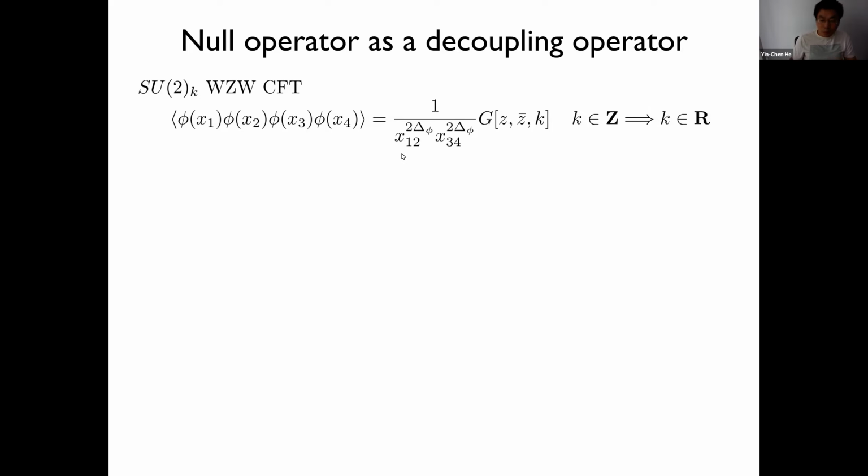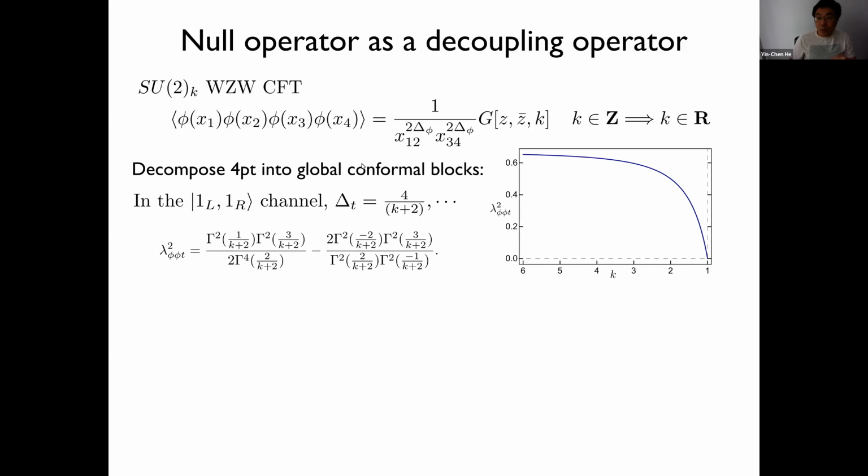Okay, so now we get this correlation function, and what we can do is decompose this four-point correlation function into the global conformal blocks. We can look at this 1-1 channel, and the lowest operator from this decomposition will be the Casimir primary that I just discussed in previous slides. And we can get this OPE coefficient squared like this. So you don't need to read it.